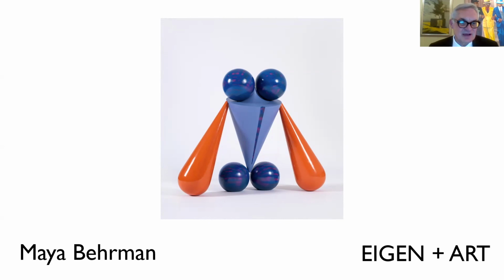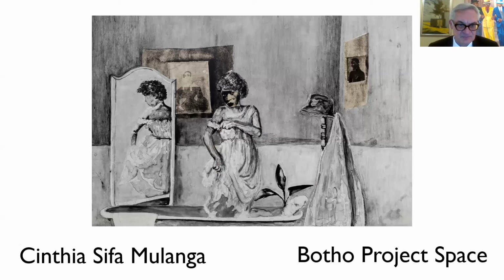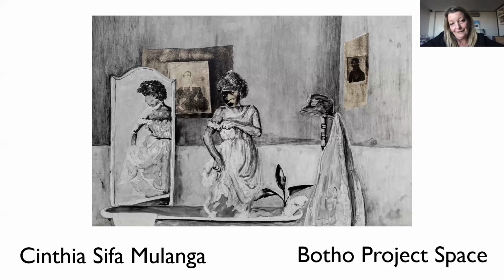The third one is a work by Mulanga. So this is Cincia Mulanga. She's an artist from Lubumbashi, the DRC. She's represented by Both, a project space, this new South African gallery. And Cincia, in my opinion, is an artist that we have to look at and watch, because she will become one of the important representations of the South African art scene.